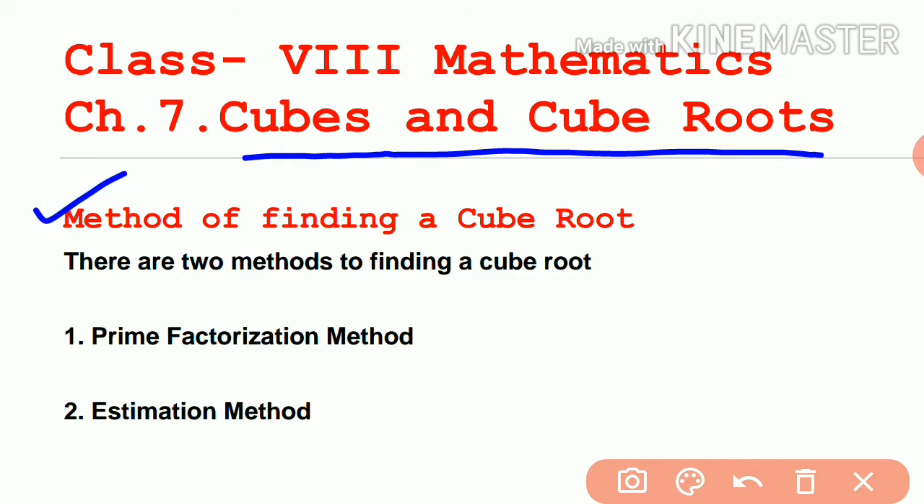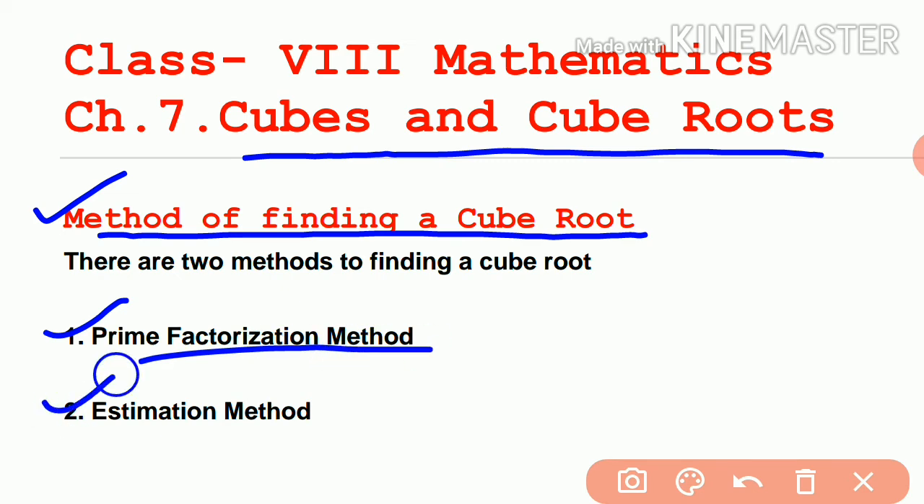Today we will study about cubes and cube roots, chapter 7 mathematics of class 8. Our topic is the method of finding a cube root. There are two methods to find the cube root. First is the prime factorization method and second is the estimation method.